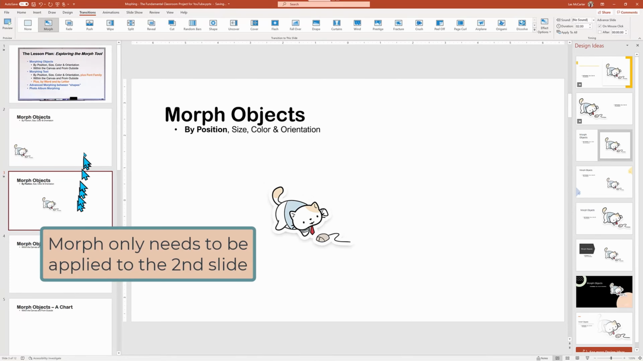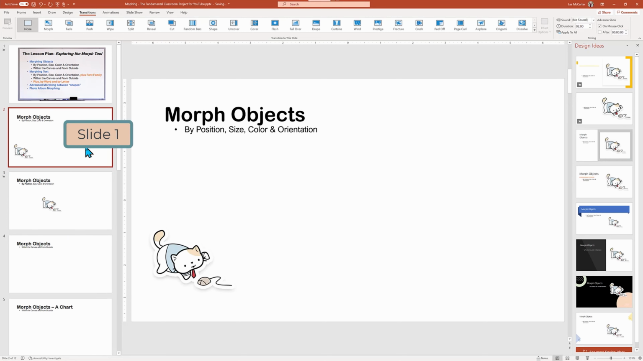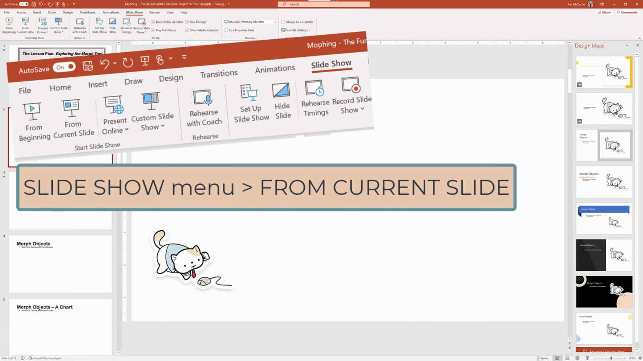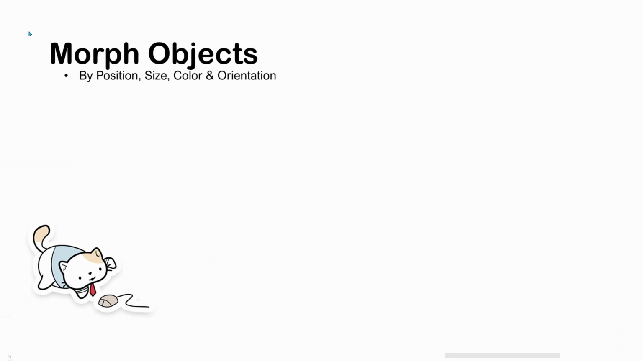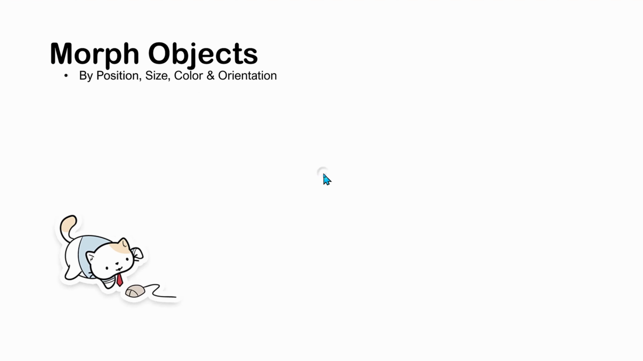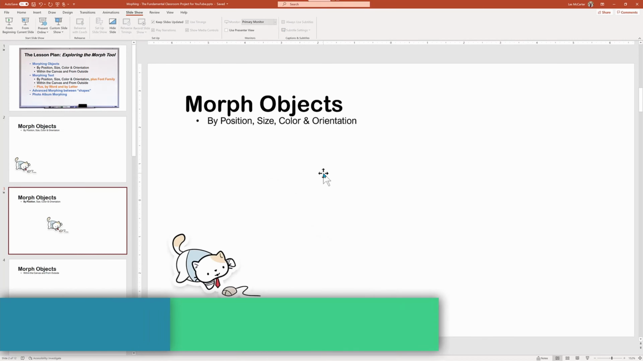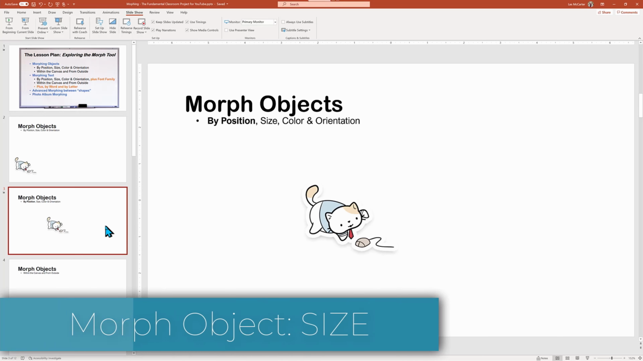Note that the transition of the first slide does not matter. Now, let's go take a look. I will start on the preceding slide, and in the slideshow ribbon menu, I will select from current slide as we do not want to start from the beginning just to see our two morphed slides. Here's the first slide, and with a click, Morph is going to transition it and move it to the new location. So let's repeat this for changing the size.